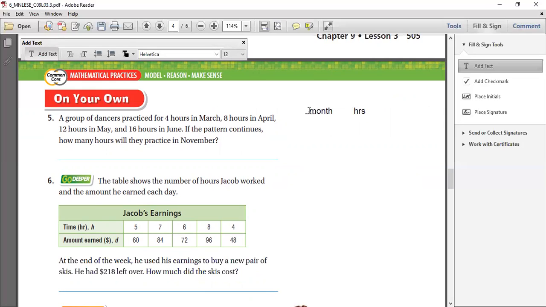Okay, what's the first one they have given? They gave us March. How many hours? 4. Then the next month they said April, which is how many hours? 8. The next month is May. They said how many hours? Look at the question. How many? 12. Okay, after May they said June. June, they said 16. Okay, I'm giving you half a minute. Write it down quickly, this pattern. And then let's find out in November how much will they practice.